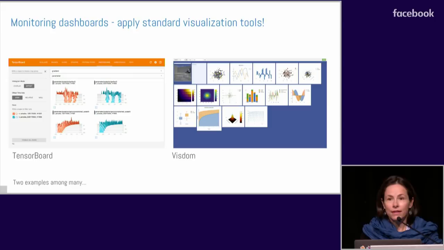Awesome. So we're not going to dwell a whole lot on monitoring dashboards. We're just saying, yes, visualization, super useful. Continue to use visualization. Basics apply here.